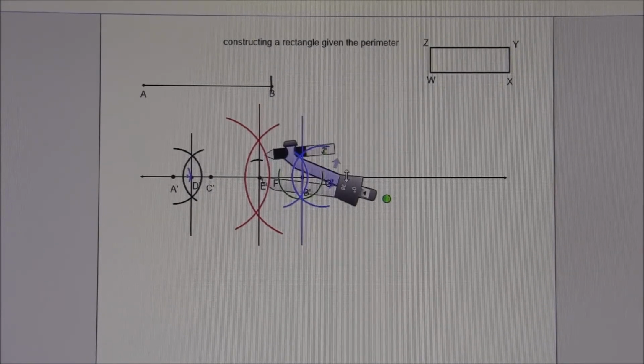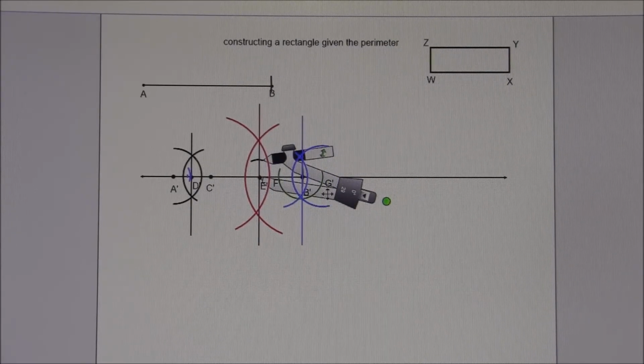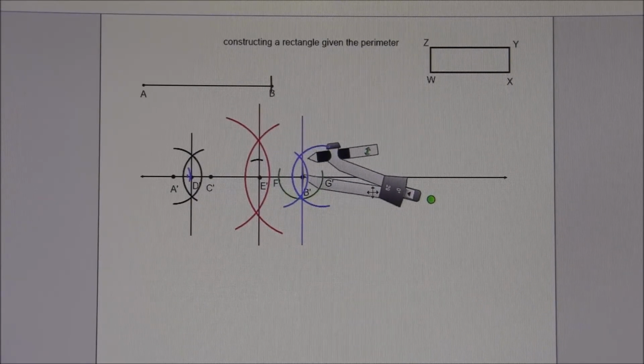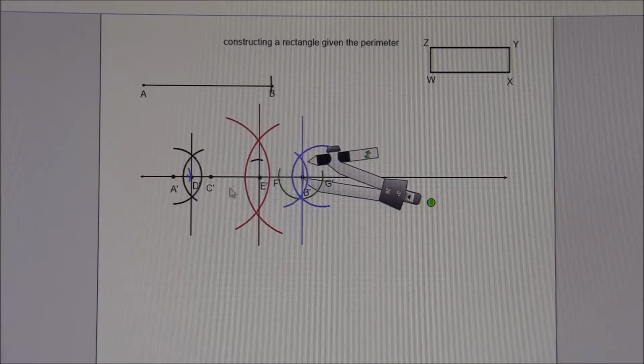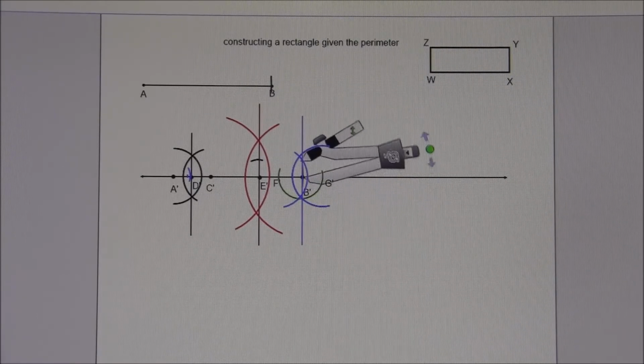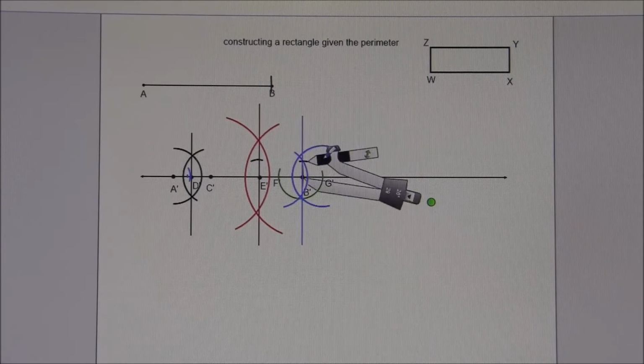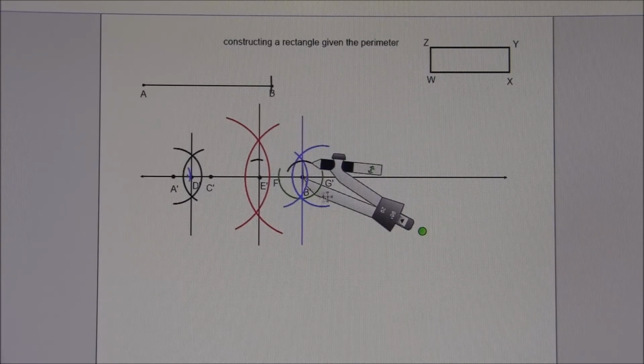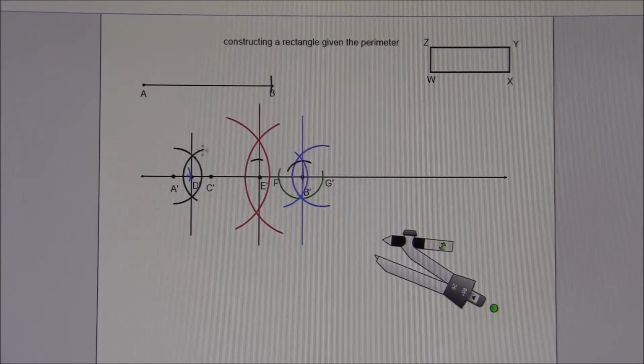And, oh, let me undo. Here we go. Since I chose this one, it would have been the same to go from C prime to E prime, but you would have had to make a perpendicular on C prime. But there it is. You see the two intersections here and there, and all we have to do now is connect.